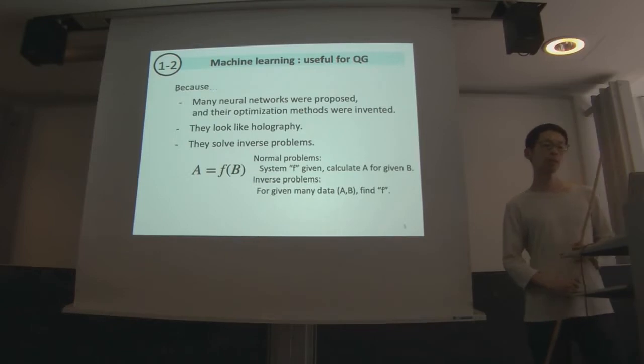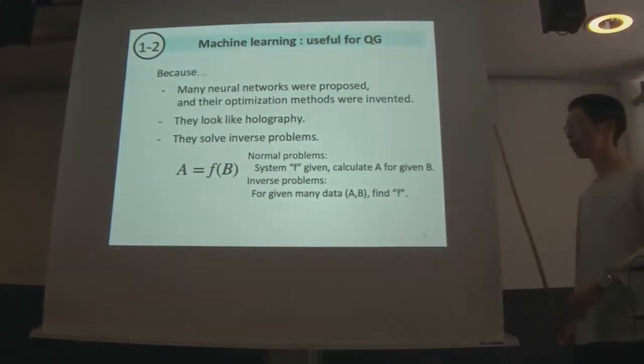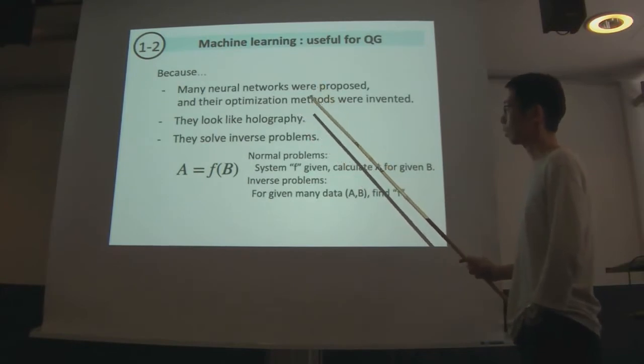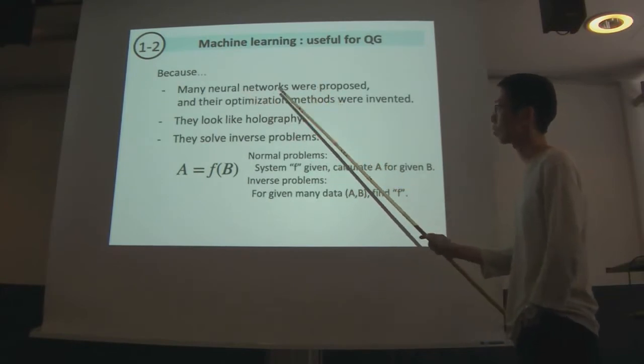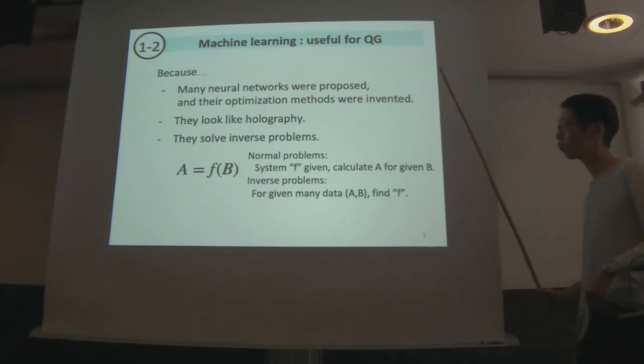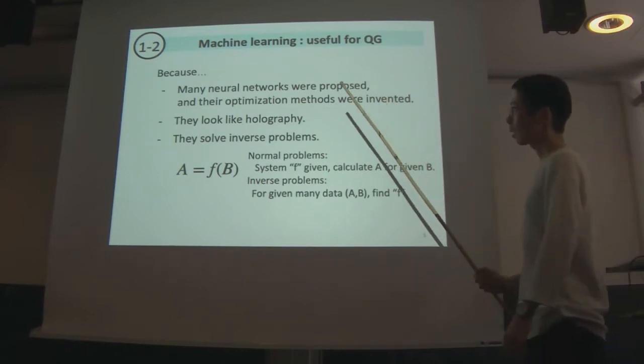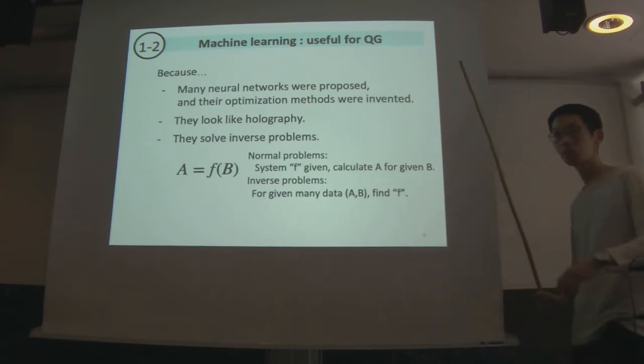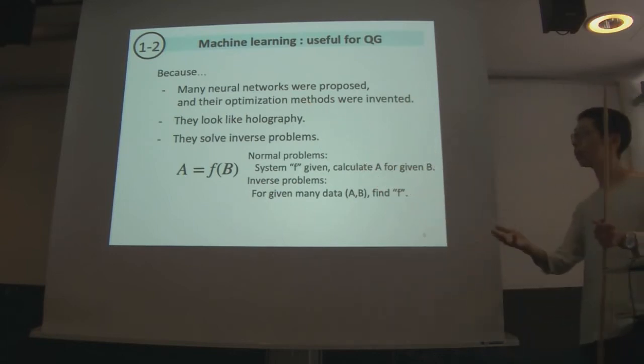So why could machine learning be useful for quantum gravity? I have 3 reasons for that. The first one is that so far in the machine learning community, many neural networks have been proposed for many purposes, and their optimization methods were invented. So it's not just inventing neural networks.